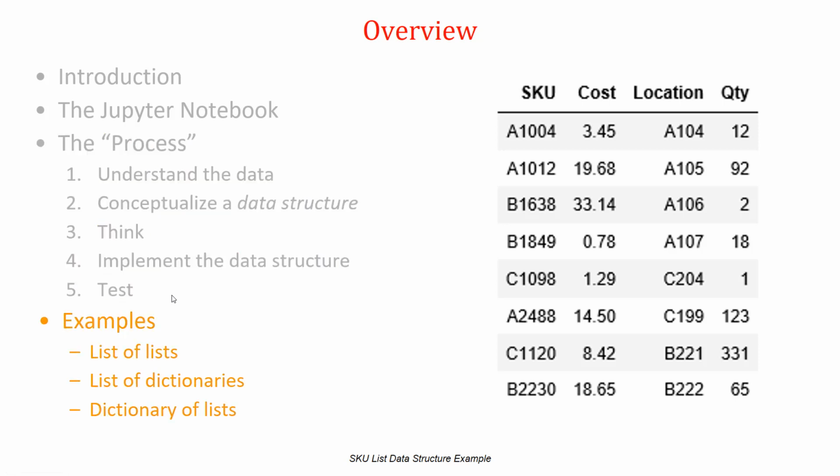So for our example, we have 3 options. There are 3 examples that we're going to look at. We're going to look at storing the data as a list of lists, storing the data as a list of dictionaries, and finally storing the data as a dictionary of lists. I don't have it in the overview, but we'll discuss another couple of options, and then we'll end on a small assignment for you.